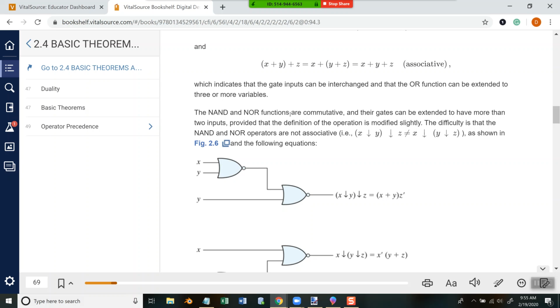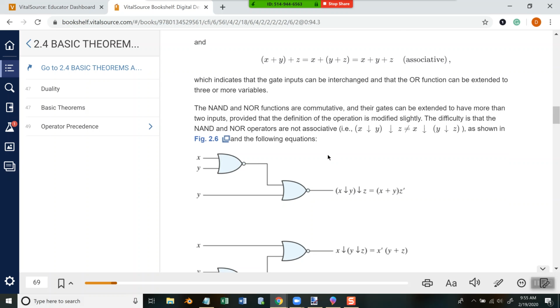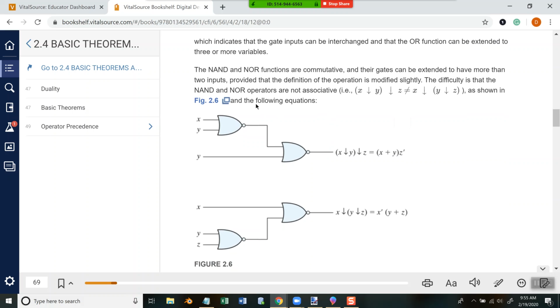NAND and NOR are commutative, and gates can be extended to have more than 2 inputs. Now, how it would look like, with 2 of these gates here is you have X coming in, Y coming in, and then its output is coming down here. And remember, this is a symbol for the OR, so this is the NOR. So X NOR Y, and then that result comes into here, and you NOR that with Z. And there's your notation.